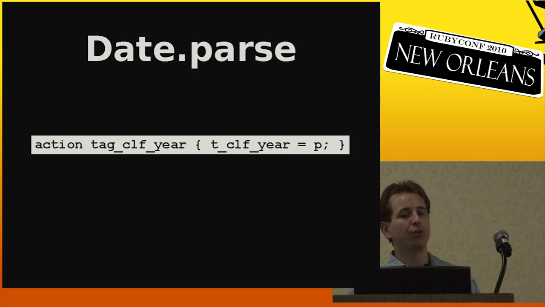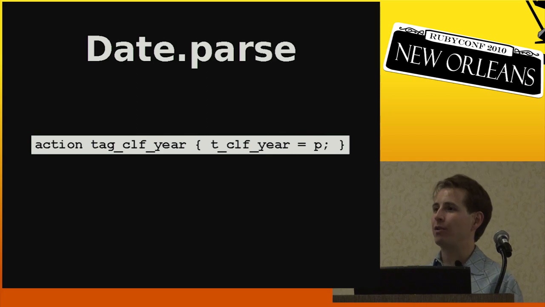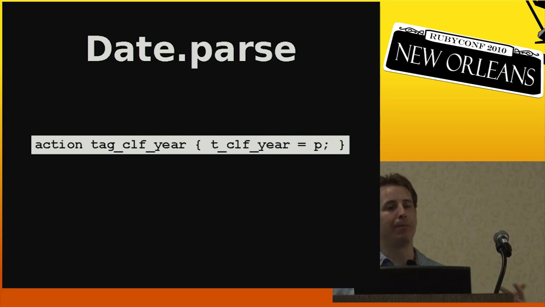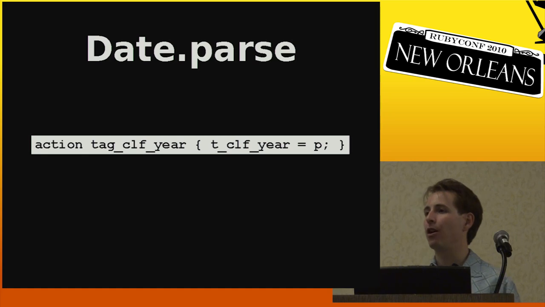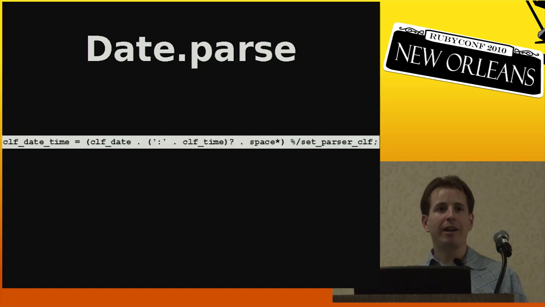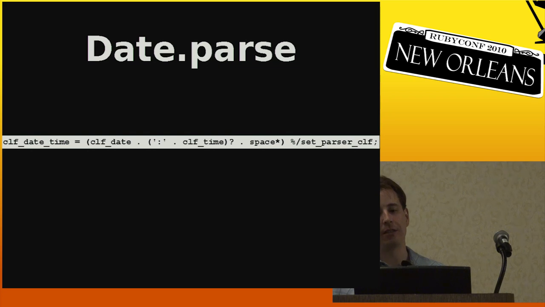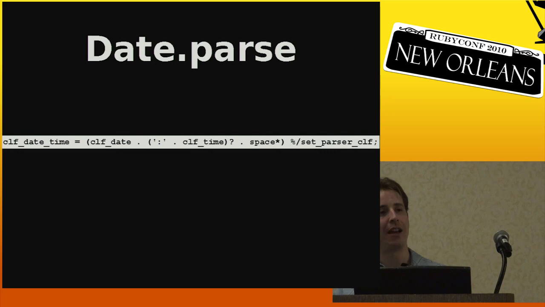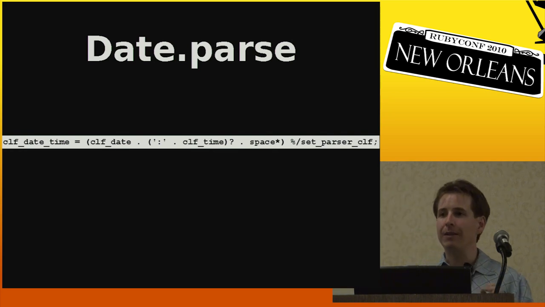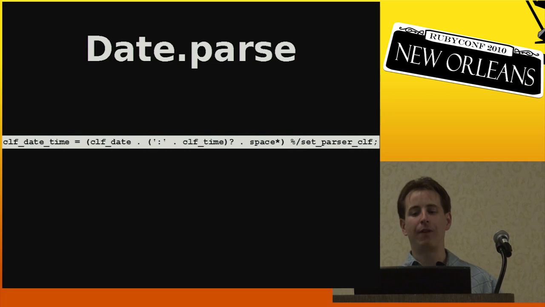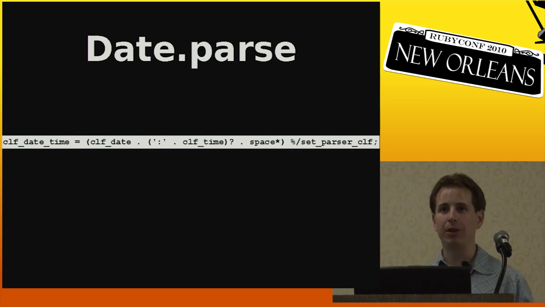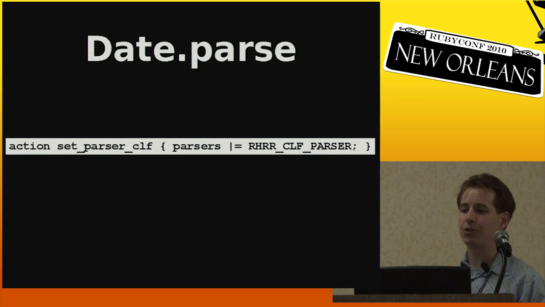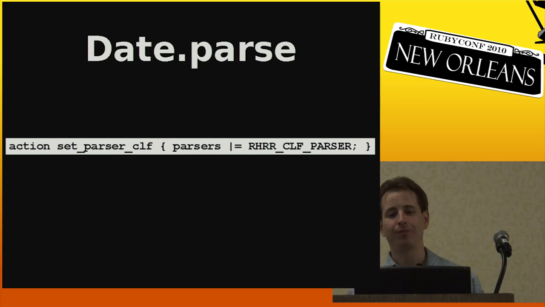Most of the other machine entering actions are similar. Now, in some cases, you would also want to add a finishing action that would mark the end of the submatch, but that's not needed in most cases by Home Run's date parser. So most Ragel machines are built out of other Ragel machines, such as this one named clfDateTime, which is a machine for the entire Apache Common Log format. And this machine accepts the clfDate format, optionally followed by the colon in the clfTime format, and optional whitespace. So if the input string ends in one of the clfDateTime's final states, this set parser clf action will be called. And this action sets the parser's local flag variable to include the clf parser.